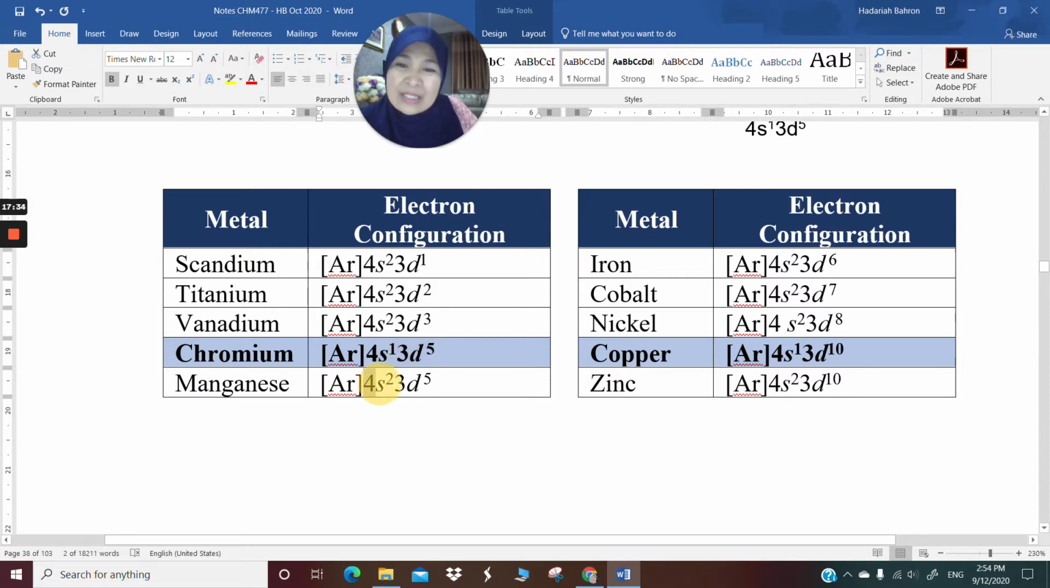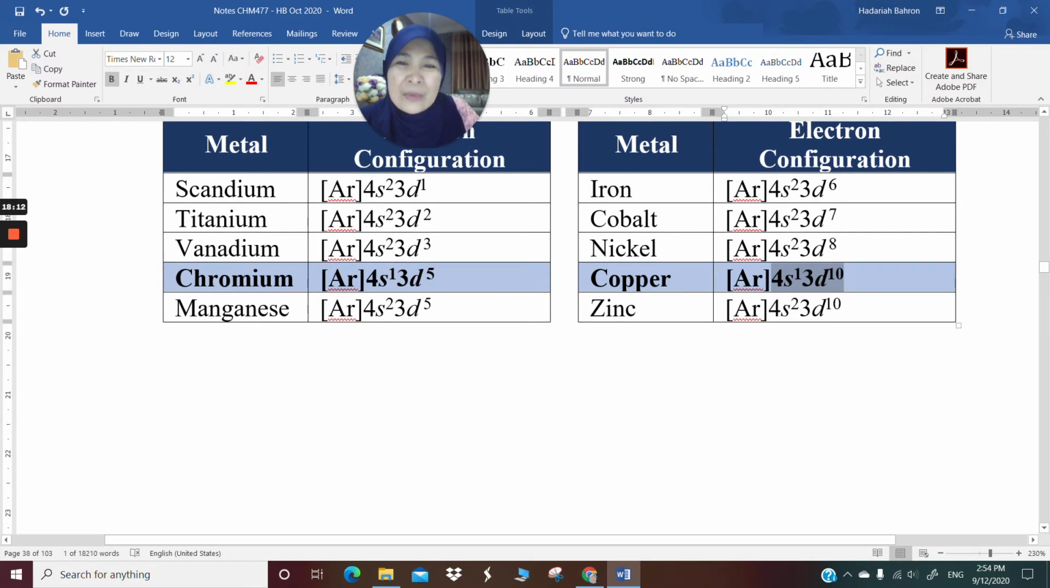And then when you come to manganese, you start having 4s2 again, 4s2 3d5. Iron is 4s2 3d6. It's not ferrum. Okay, we are learning in English, so we don't say ferrum, we say iron. Cobalt 4s2 3d7. This nickel is 4s2 3d8. Copper is here 4s1 3d10 because of the extra stability of the full d orbitals. And then for zinc, it is 4s2 3d10.